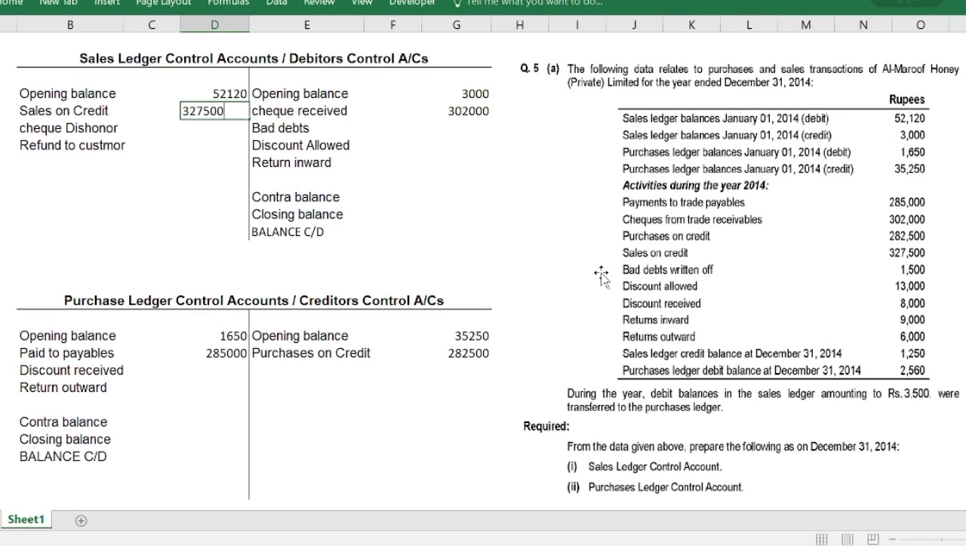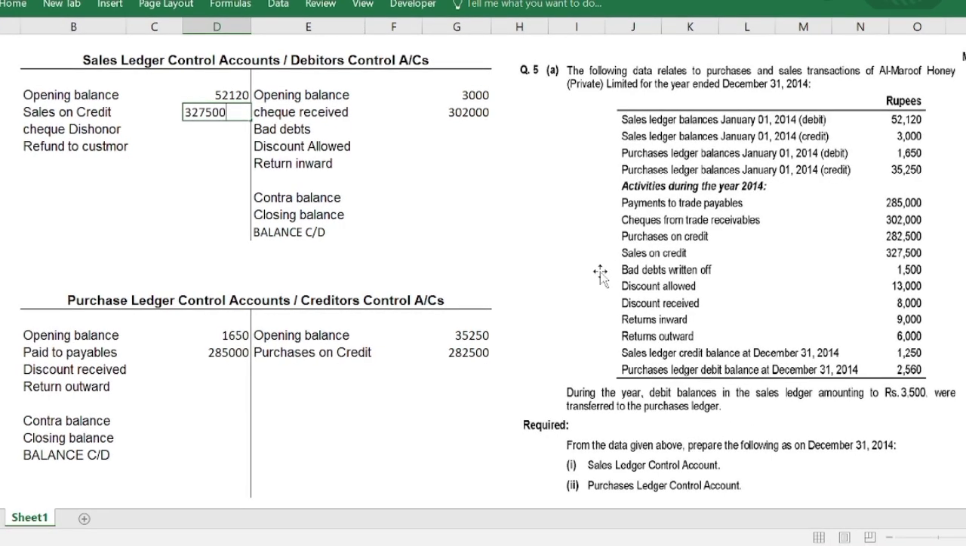The next transaction is bad debts written off. We understand the meaning of bad debts from an example. For example, our credit customers purchase goods and services from us but, within a specific period of time, do not pay us. So we record them in the bad debts account. Due to bad debts, our receivables accounts will be decreased. So all those transactions due to which our receivables accounts will be decreased, we record onto the credit side in sale ledger control accounts. We go on the credit side and record them. The amount is 1,500.